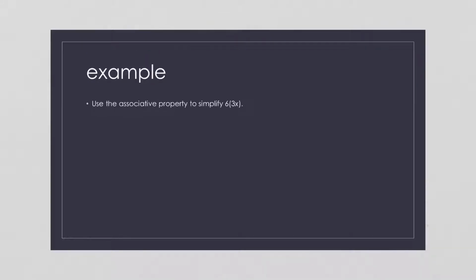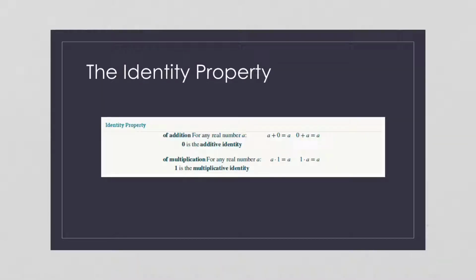Alright, so with a problem like this, you would do this anyway. It's just we give a name to this now. Now you're allowed to say, hey, I just used the associative property here. You're doing it anyway. So 6 times 3 is 18. Don't forget your x at the end, and there you go. The identity property says that whenever you add 0 to any number, you just get that number out. It also says for multiplication that if you multiply any number times 1, you get that same number out.